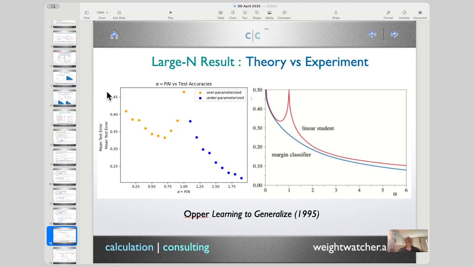But, again, if you run this experiment, here I actually compute the mean test error for this hypercube problem we set up. And I do it in the over-parameterized and under-parameterized regimes. And here, this alpha is not WeightWatcher now. This alpha is the load, P over N. And if you do the theoretical calculation, you get the exact same result. And so Opper shows how to do this using a replica calculation.